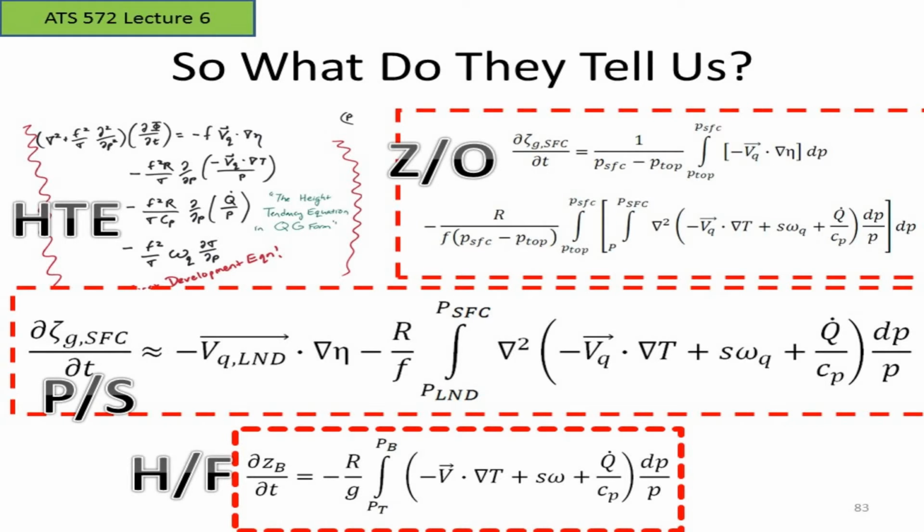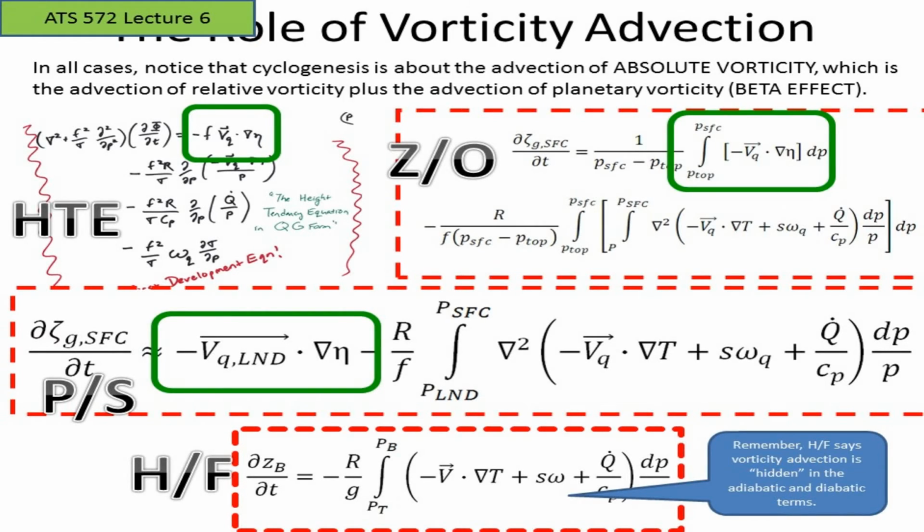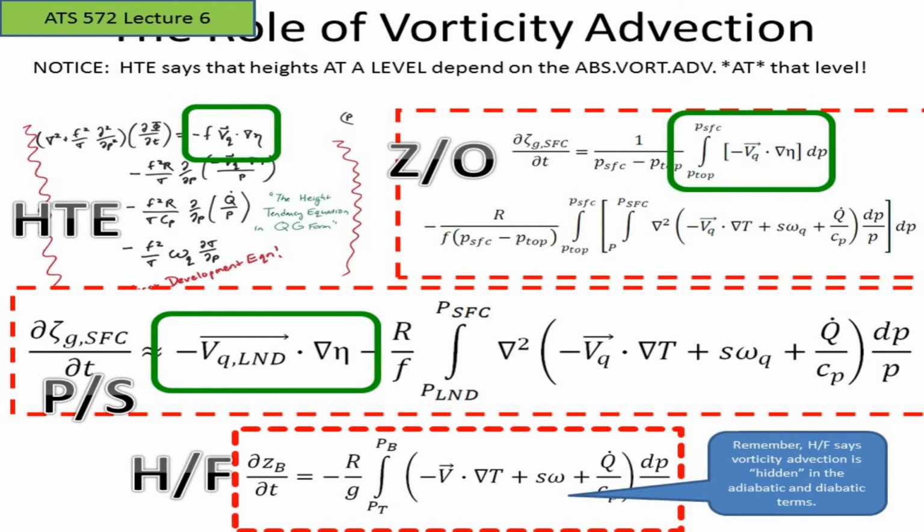do they tell us? For example, all 4 equations have different ideas about what vorticity advection means. In all these cases, notice that cyclogenesis is about the advection of absolute vorticity, which is the same as the advection of relative vorticity plus the planetary vorticity. That's the beta effect. In all cases, notice the height tendency equation is telling us that the heights at a given pressure level depend on the vorticity advection at that level. According to the height tendency equation, if you want to know what's going to happen to 850 millibar heights, look at 850 millibars for its vorticity advection. That is different than what other equations would say.